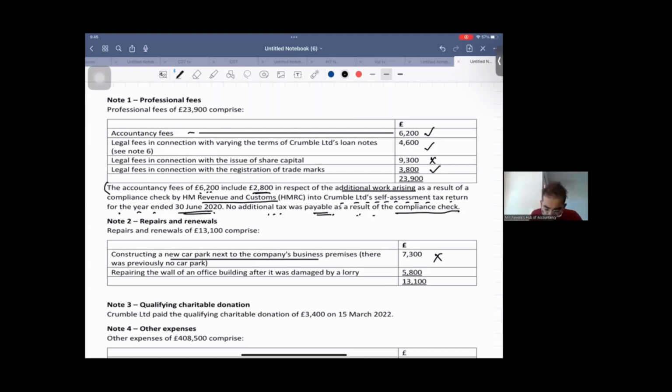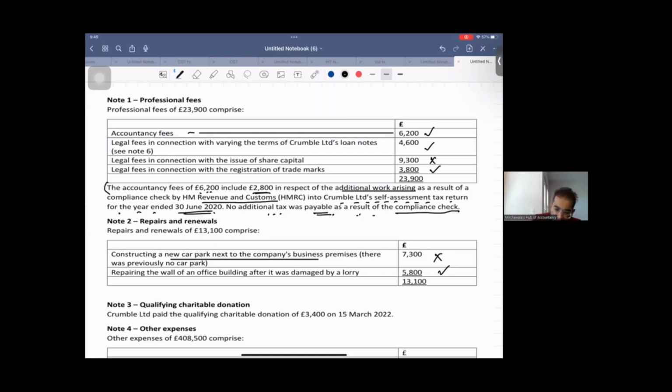Then repairing the wall of an office building is allowed. Look at the screen. The wall was perfect, and after some months there was damage, so you fix it to bring it to original condition. If you bring things to original condition, this is called maintenance, and it is allowed. So in this note, the first one, 7300, is not allowed. The second one, 5800, is an allowed expense.